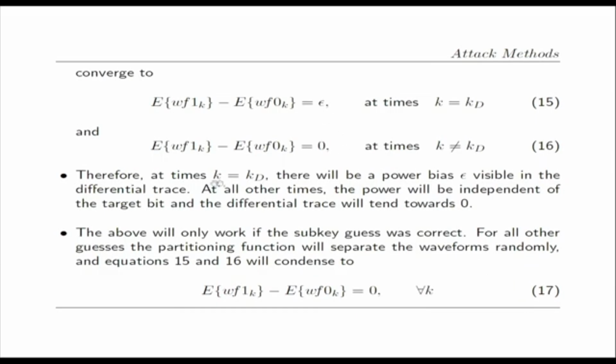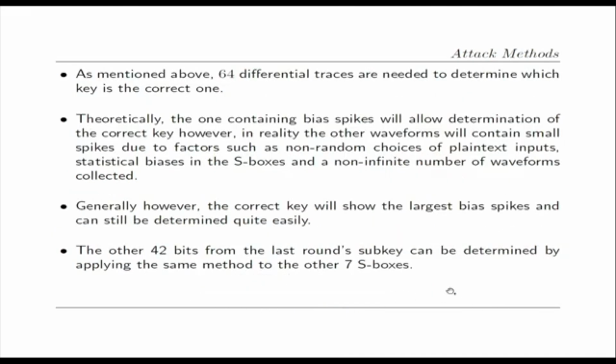Therefore, at time k equal to kd, there will be a power bias epsilon visible in the differential trace, and at all other times the power will be independent of the target bit, and the differential trace will tend towards 0. The above will work only if the sub key guess was correct. For other guesses, the partitioning function will separate the waveforms randomly, and equations 15 and 16 will condense to this 0.